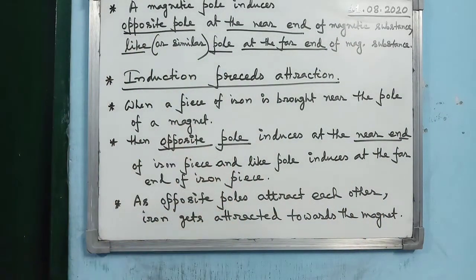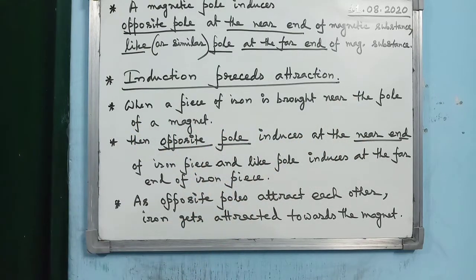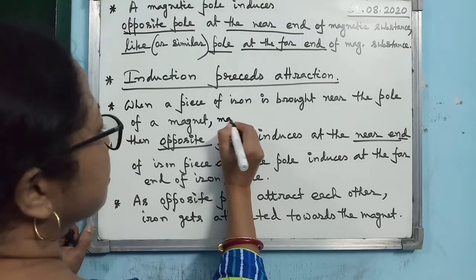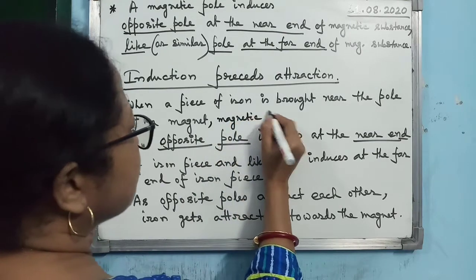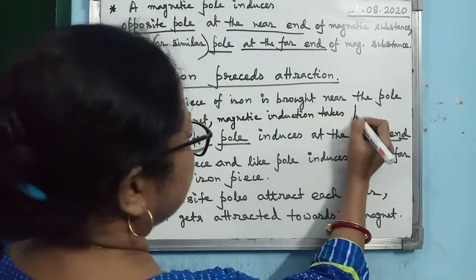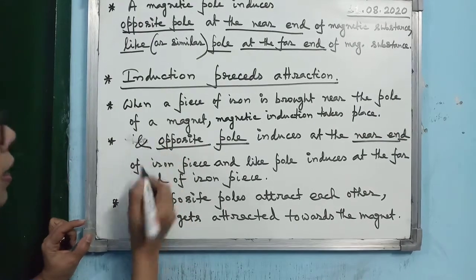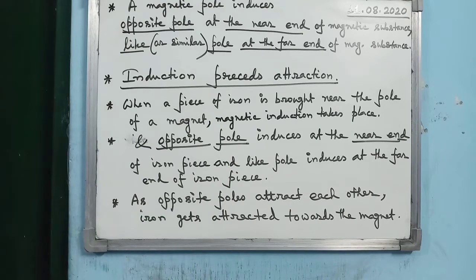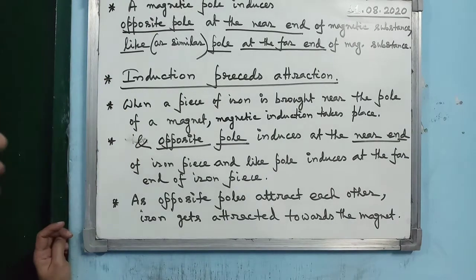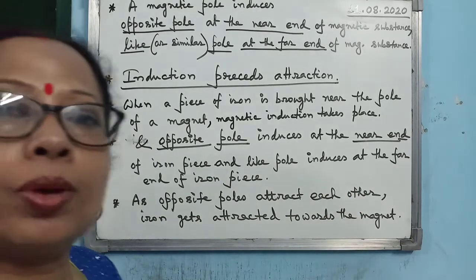So this is the way you can write. When a piece of iron is brought near the pole of a magnet, magnetic induction takes place. Opposite pole is induced at the near end of the iron piece and like pole is induced at the far end of the iron piece. Now as opposite poles attract each other, the iron gets attracted towards the magnet.